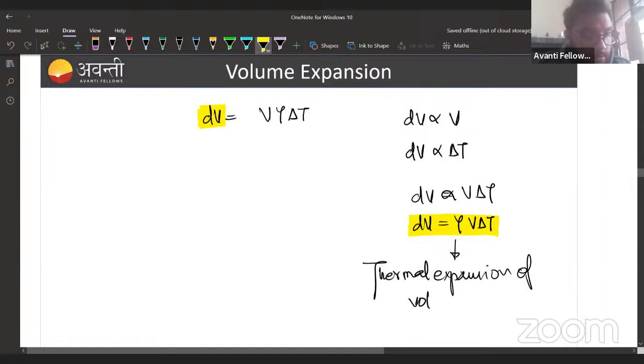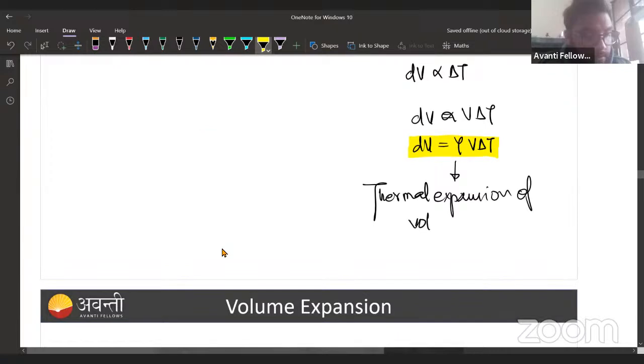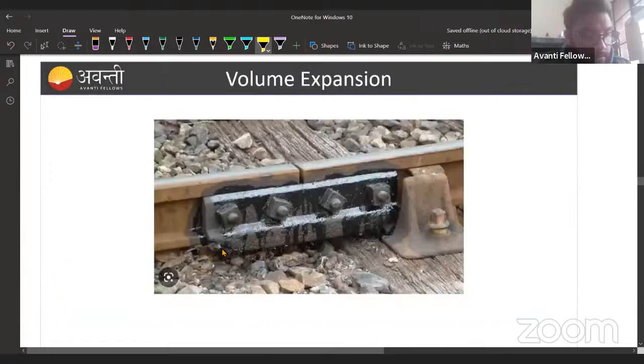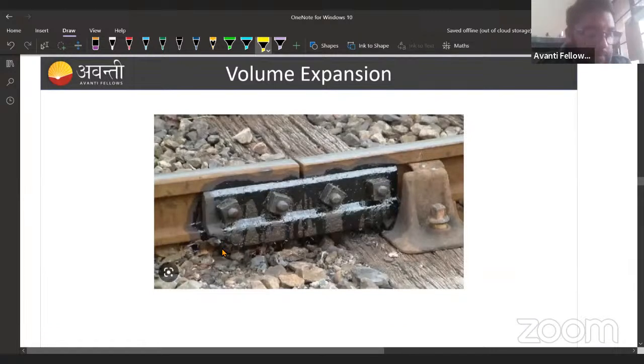Okay, so let's go ahead. What we were studying next: what is the use of volume expansion? So, a very practical explanation. Just listen to me carefully. Have you seen the railway tracks? In the railway, you might have seen these cuttings, and in some bridges as well.